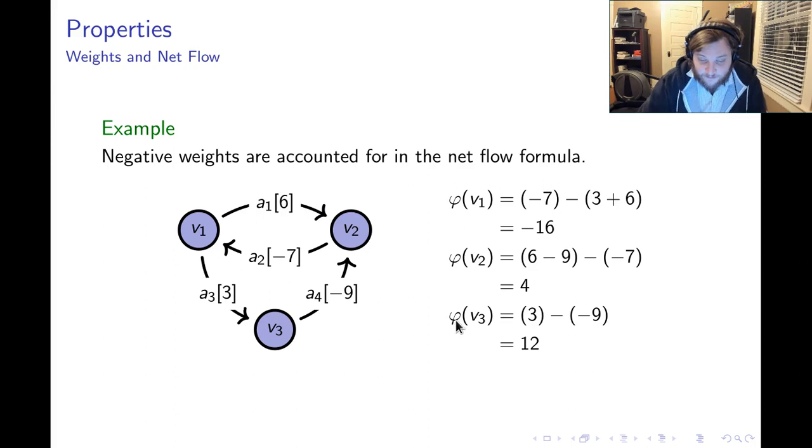Finally, for the third node, this one only comes into contact with two arrows. One points into the node, one points away. The arrow that points into the node is A3, which is equipped with the weight 3. That's purely coincidence. So we start with 3. Then we need to subtract off the weight of the only arrow that points away from the node. So we subtract off -9. And then when we do the arithmetic, we end up with 12. So the net flow through the three nodes here are -16, 4, and 12.